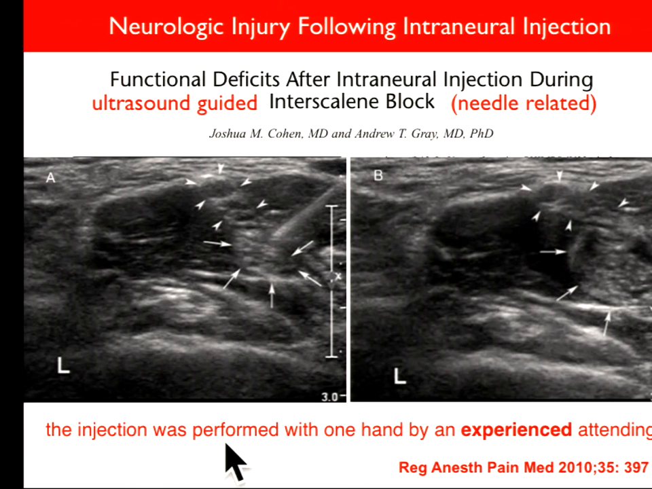The injection was performed with one hand, by an experienced, good-looking, middle-aged attending. And this paper has 2 authors, and Dr. Cohen is not the attending, so you know who the attending is. So I'm sure he did not inject with high pressure. So this still can happen. So don't only look at the dog sciatic nerve model and say that this is the ultimate proof.